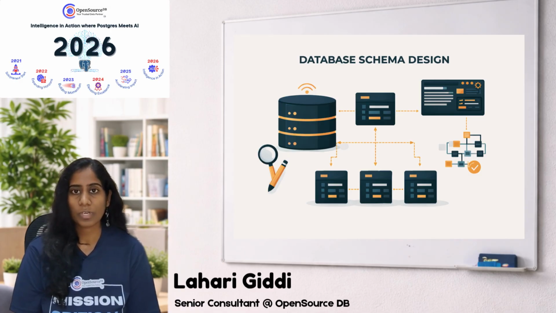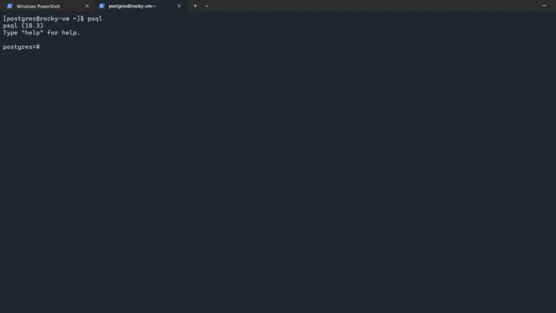They switched to UUID v7, which is time-ordered UUIDs, and saw a 40% improvement in insert throughput and a 25% reduction in index size after a re-index.